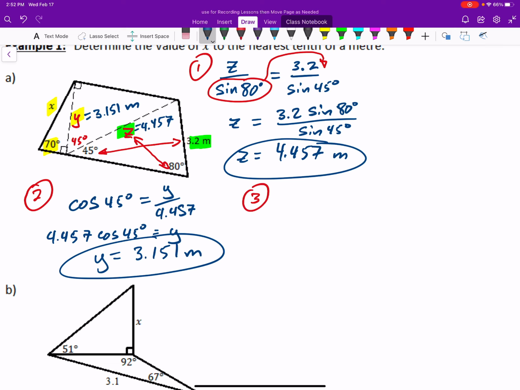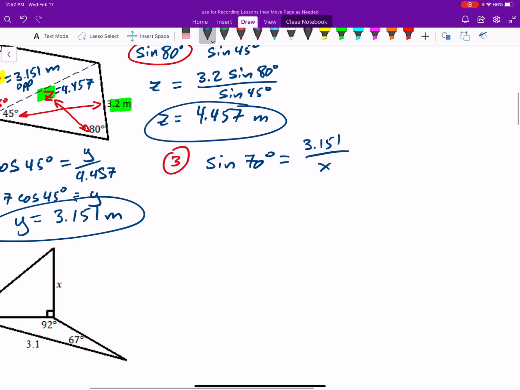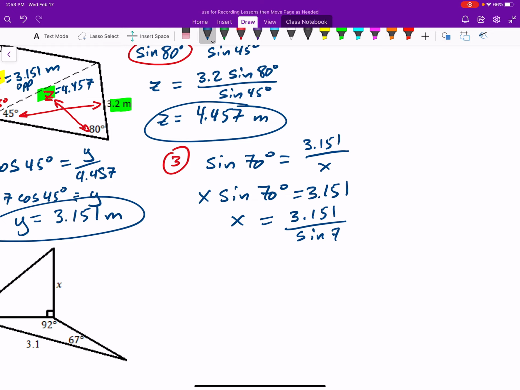This is my third step. From this 70 degrees, y is my opposite side, so this y becomes opposite side. X is my hypotenuse from that one. And so for opposite and hypotenuse, I've got sine 70 degrees equals y, which is 3.151 over x. And then I can solve this for x. So if I multiply both sides by x, I have x sine 70 equals 3.151. I could divide both sides by sine 70, so 3.151 divided by sine 70.